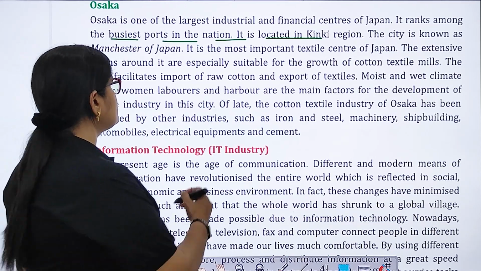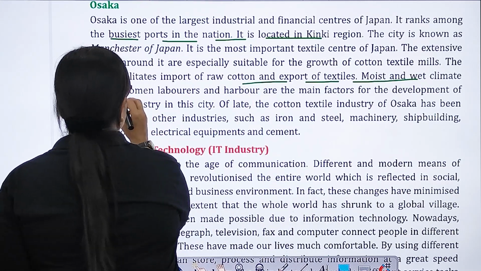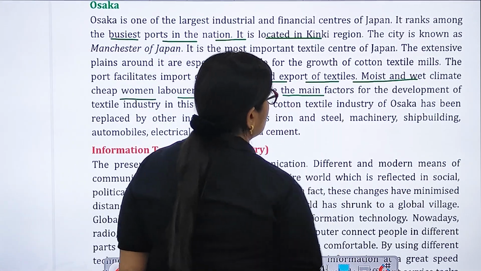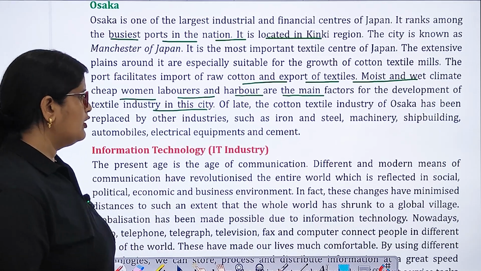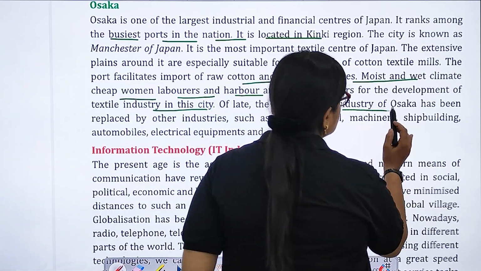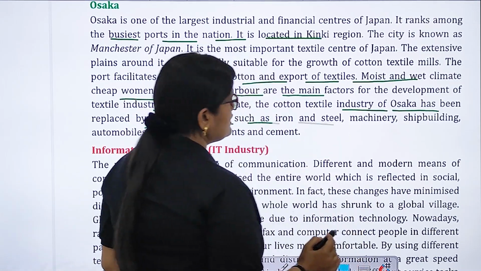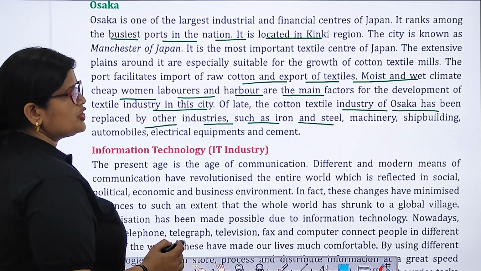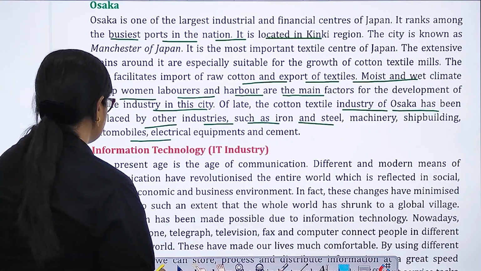The port facilities, import of raw cotton, export of textiles, moist and wet climate, cheap women laborers, and harbor are the main factors for the development of the textile industry in this city. Of late, the cotton textile industry of Osaka has been replaced by other industries such as iron and steel, machinery, shipbuilding, automobiles, electrical equipment, and cement.